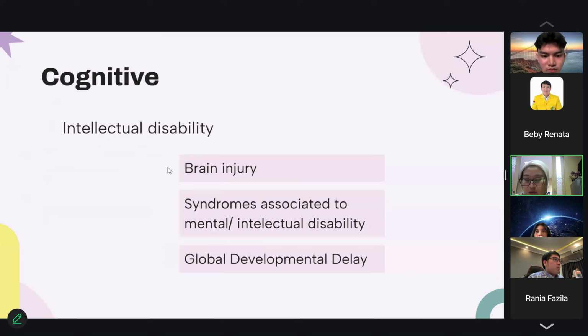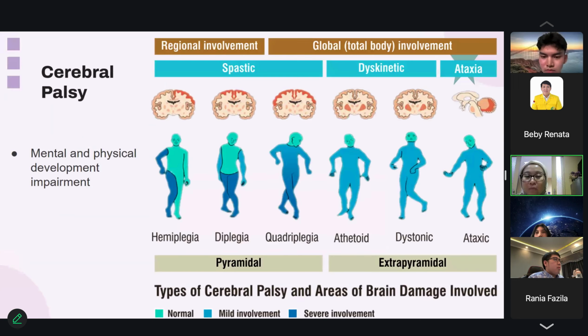So next, the cognitive disorder, or sometimes people call it intellectual disability. This condition can happen because of brain injury or brain infection during childhood, and also can be caused by syndromes associated with mental or intellectual disability, such as Down syndrome in the previous slides, and also by global developmental delay.